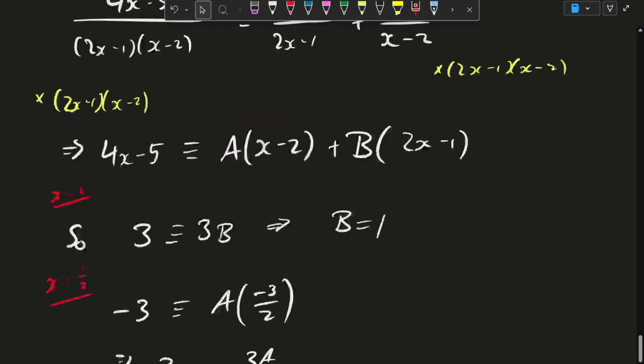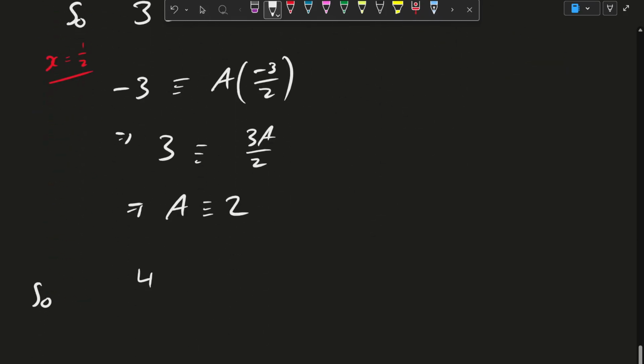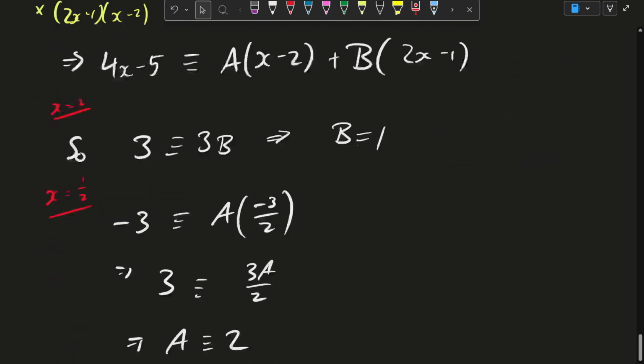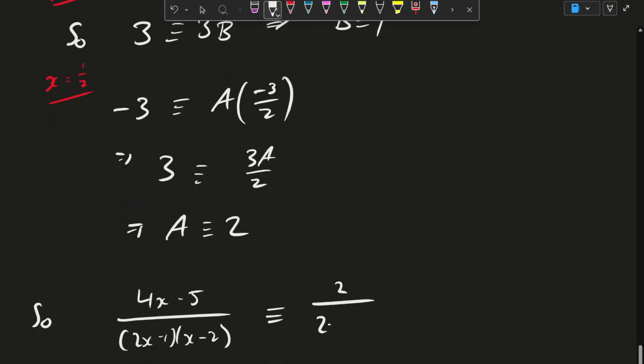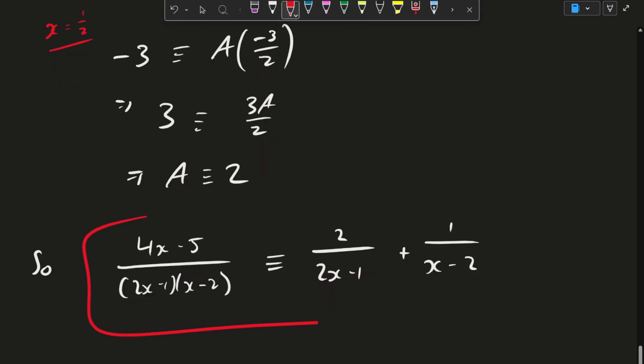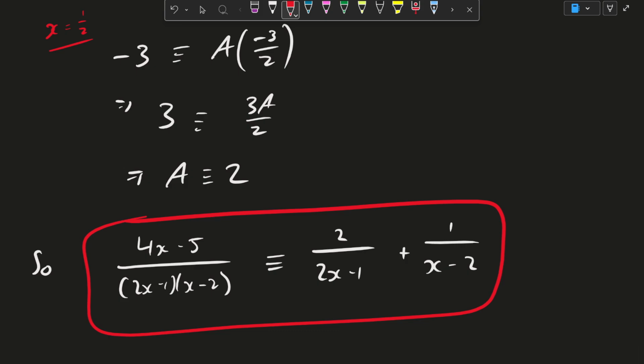So we can declare that the fraction 4x take away 5 divided by 2x minus 1 times x minus 2 is always the same as a, which is 2 over 2x minus 1, plus 1 over x minus 2, for whatever values of x that we want, provided that it's not a half or 2 in this formulation.